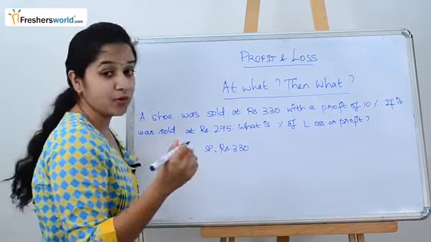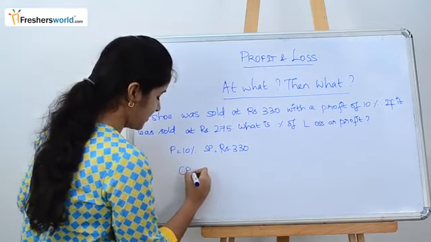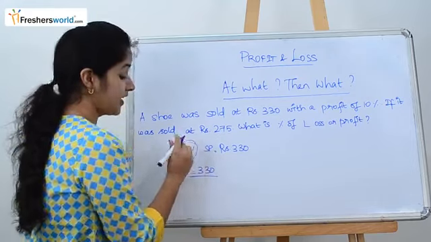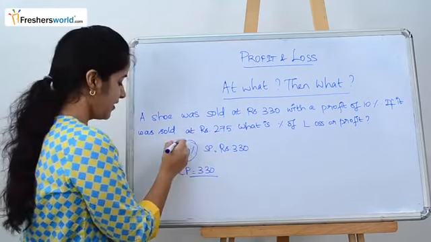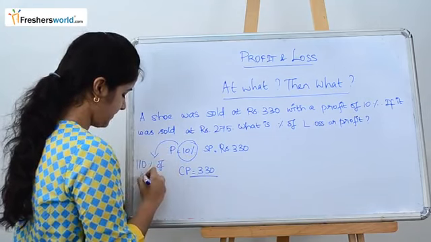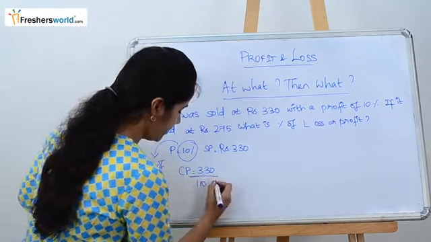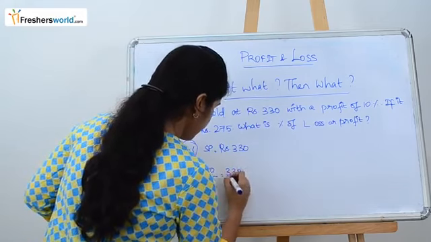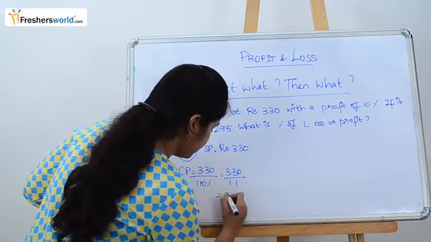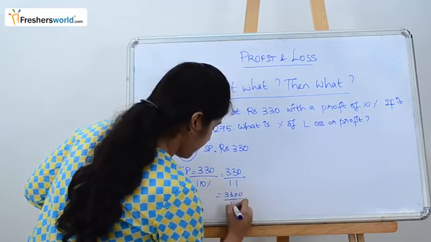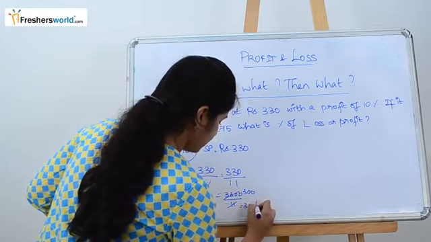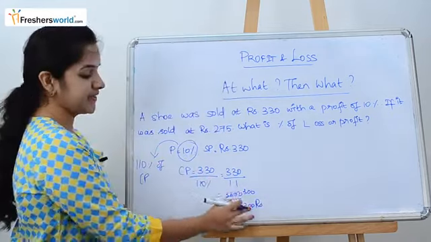So as usual, we want to find the cost price. So cost price is nothing but 330 divided by, if they are saying 10% profit, it means that we have sold it at 110% of the cost price. So 110 will come here, which is nothing but 330 by 1.1, which is equal to 300. So your cost price is 300 rupees.